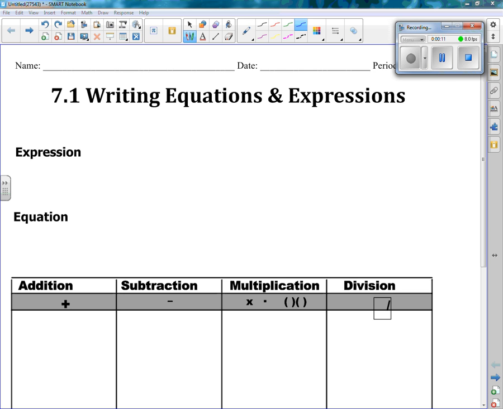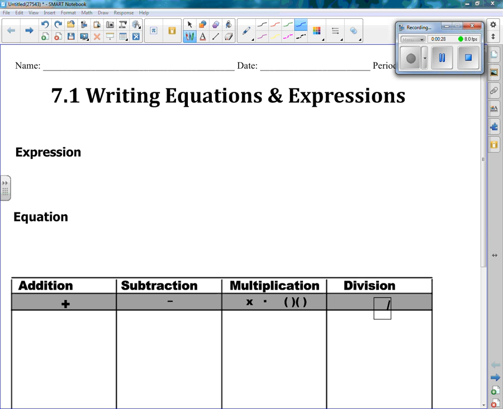Just a couple of reminders for you while you're watching this. If you need to pause the video to catch up on the notes, please do so. And then I would also ask, if you come across any questions as we're taking these notes, please put a star by it, and then we will address that question when we get to class on Monday.